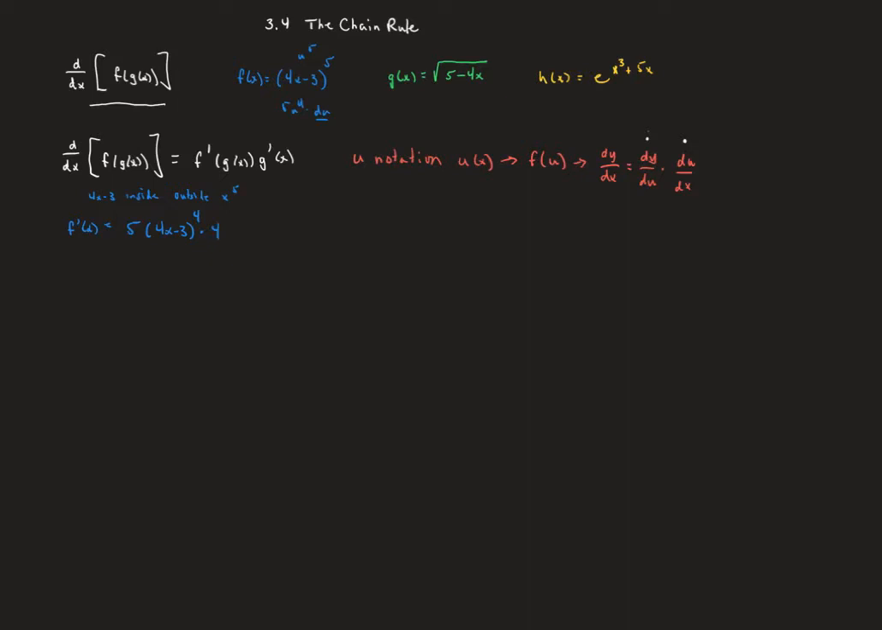So there is our chain rule derivative. We'll do a little minor cleanup and bring the 4 in front where it multiplies that 5 to become 20. And this is our derivative, 20 times (4x minus 3) to the 4th. Let's try the second one.